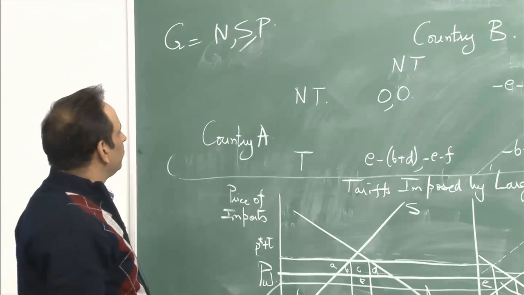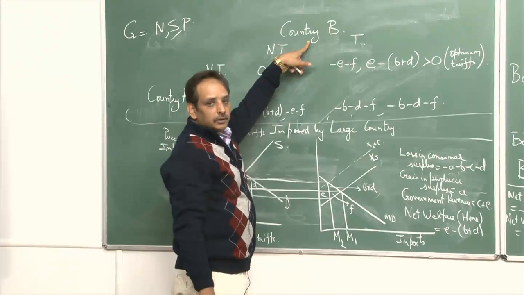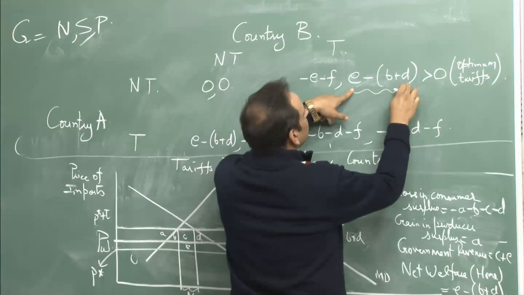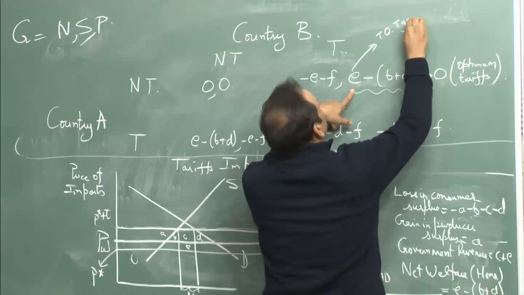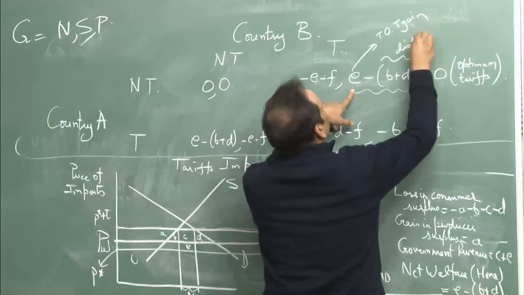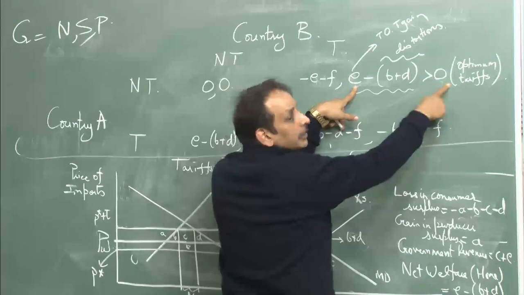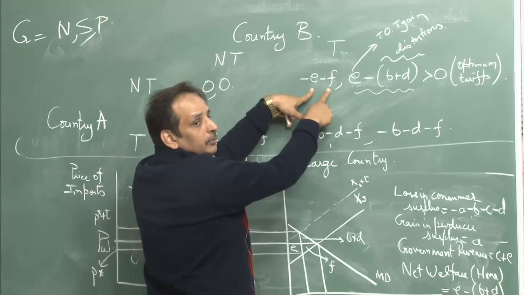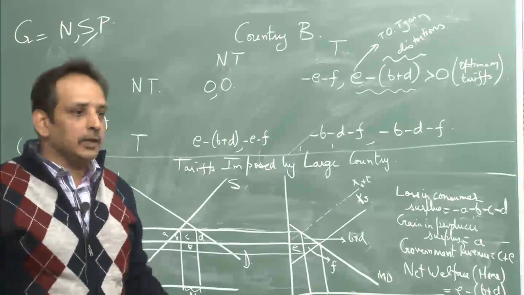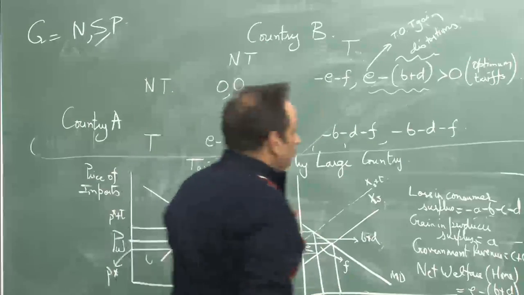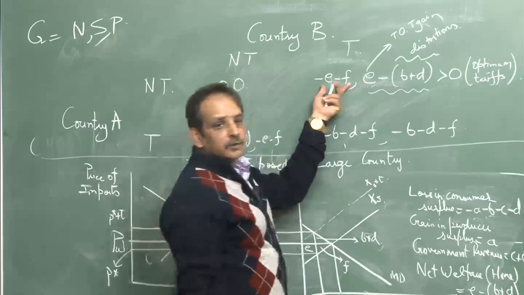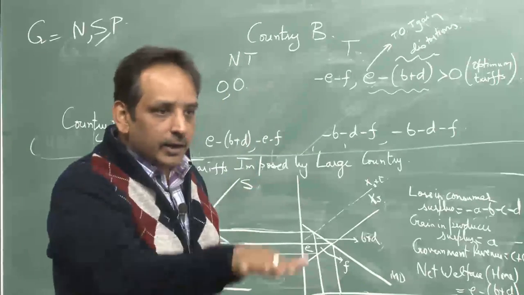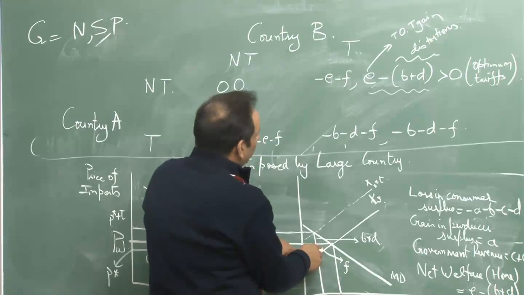no tariffs are imposed. But if country B imposes tariffs, and if it is an optimum tariff, then the net welfare that it gets is E minus B plus D. E is the terms of trade gain, B and D are the distortions in the economy, and for an optimum tariff this is greater than 0. For us, if the foreigners impose tariffs, we are the losers, because tariffs are beggar-thy-neighbor policies. You benefit at the cost of others. If they impose tariffs, we lose to the tune of minus E minus F. The reason is that if you impose tariffs, then I have to lower my prices to enter your markets. That's where I lose.